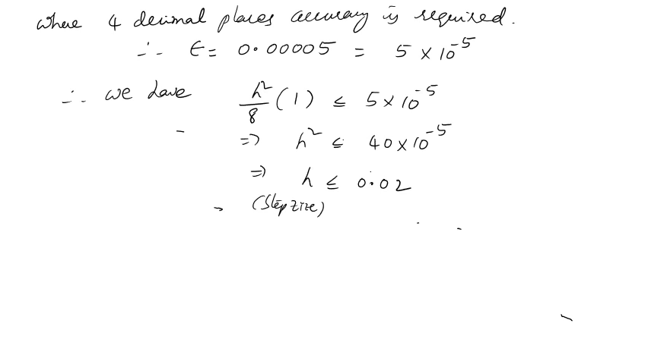Therefore step size, h means what? Step size. How do you calculate this one? Take logarithm on both sides, simple expression, right? After simplification we get h less than or equal to 0.02. How to solve this? h square less than or equal to 40 into 10 power minus 5. Take logarithm on both sides and simplify. You will get h is less than or equal to 0.02.